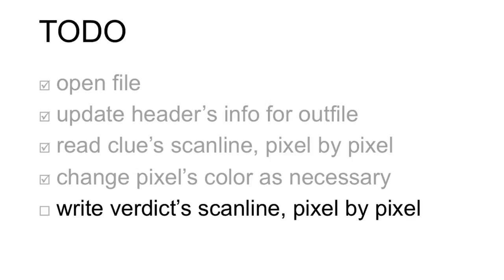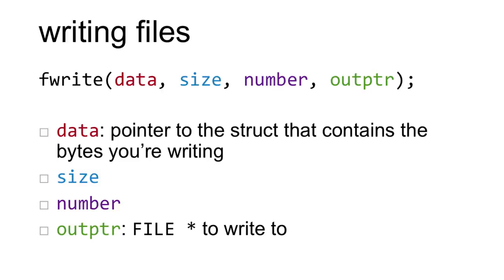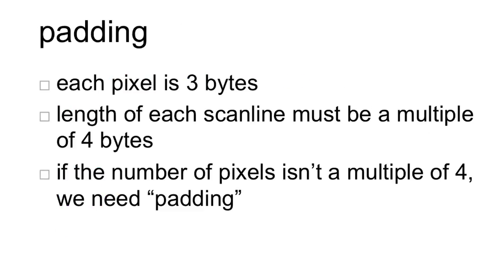So now that we've modified those pixels, let's now write those into the verdict outfile scanline. We do this with the fwrite function, where, again, similar to fread, it takes in 4 parameters: the pointer to the struct that contains the bytes that we're writing, the size, the number, and then the out pointer, the file pointer that we're writing to. So again, check out copy.c and see if you can find the section that does this.